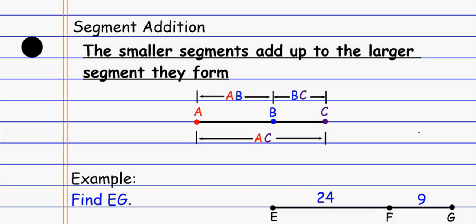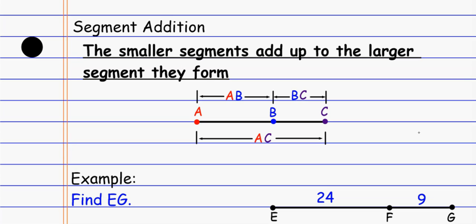Segment addition is basically when a large segment is broken into smaller segments. The idea is that if I add up the smaller stuff, it adds up to the big thing that's created, okay? So the smaller segments add up to the larger segment that they form. If I have AC as the whole segment, but notice it's broken down into pieces, AB and BC.